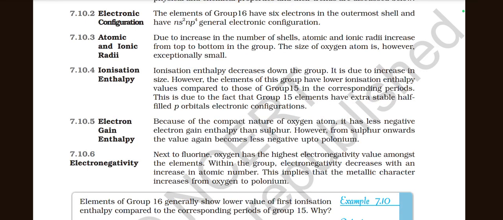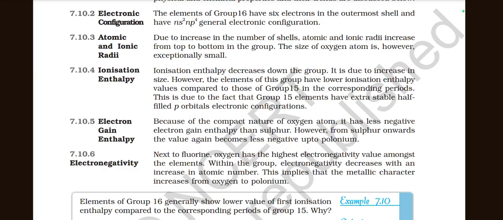Electronic configuration. The group 16 elements have 6 electrons in the outermost shell and have the general electronic configuration ns2 np4. Atomic size and ionic radii. Due to the increase in the number of shells, atomic and ionic radii increase from top to bottom in the group.